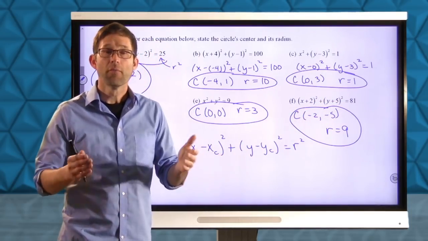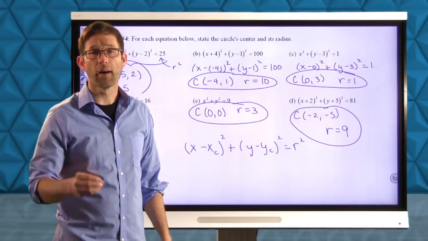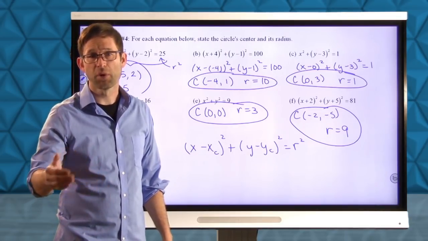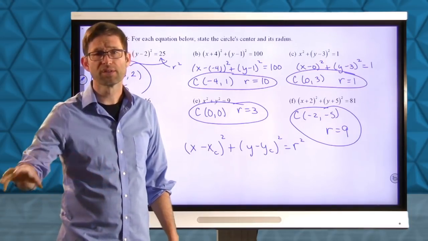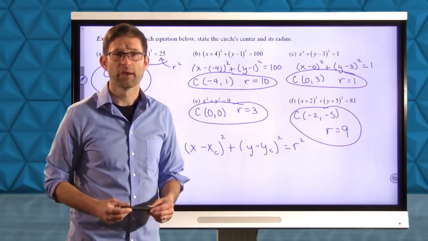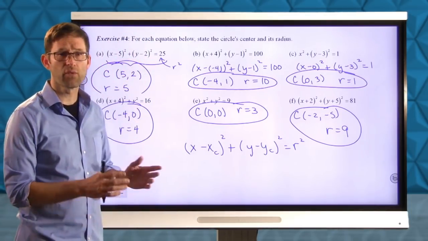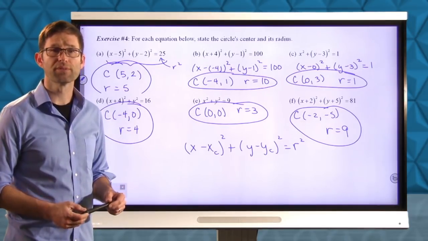Or, as I mentioned, many students will simply say, I'm going to look in the parentheses and I'm going to take the opposite of what's sitting there. x plus 2, x coordinate of the center, negative 2. y plus 5, y coordinate of the center, negative 5. That's okay. All right, let me step out of the way for a second, write down any of these answers that you didn't get the first time, and then we'll move on to more problems.